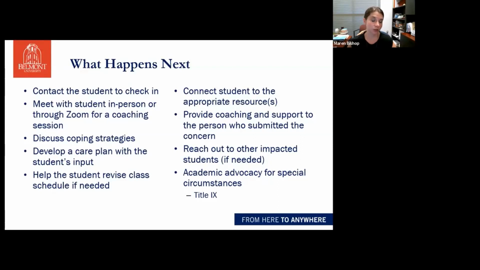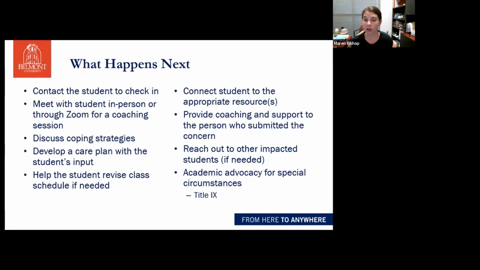We want students to know they're in charge of that process. So they are going to be the ones driving the bus, so to speak. We're just kind of helping and giving advice and suggestions. We're going to talk with the student to see if they might need to revise their class schedule. We're going to talk about different resources and see which ones the student would want to connect with. And really, follow up and provide any coaching and support to the person that submitted the concern.